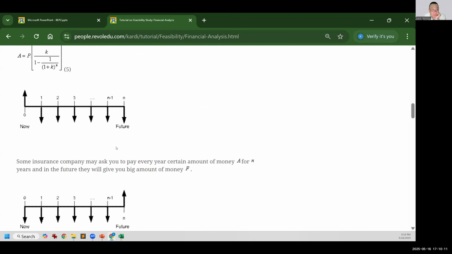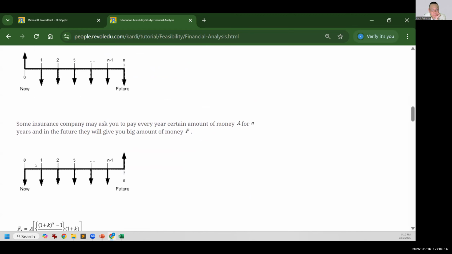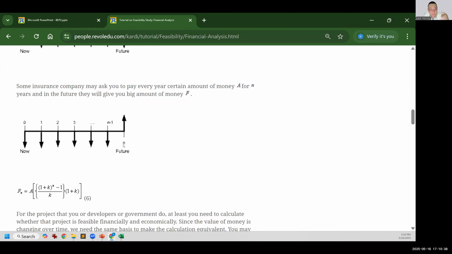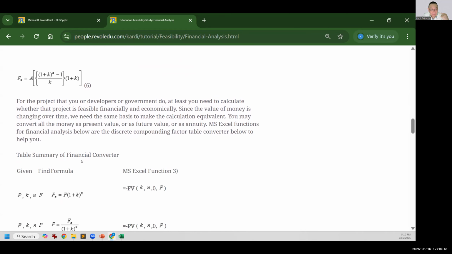Similarly, you can also pay first. For example, you pay insurance. Every year or every month you pay regularly, and then this is the amount of money that you will receive in the future. So if you have regular payment, this is the loan, this is the one that you pay, or you pay first and then you receive at the end. This is the formula of this one. So for the projects, you can choose the appropriate formulas.